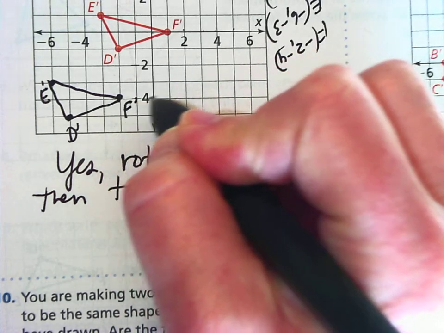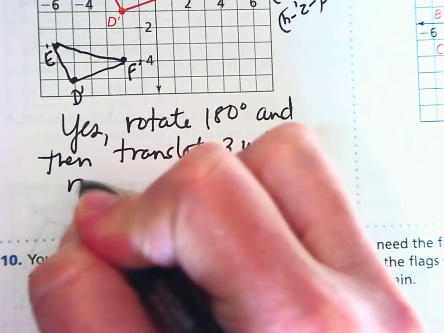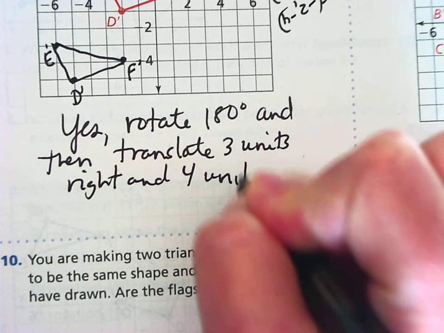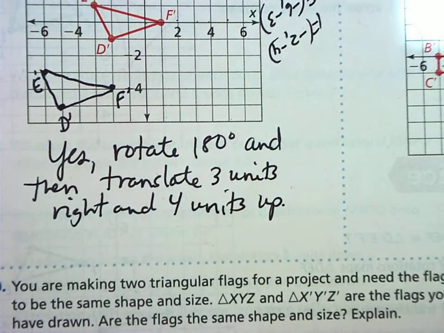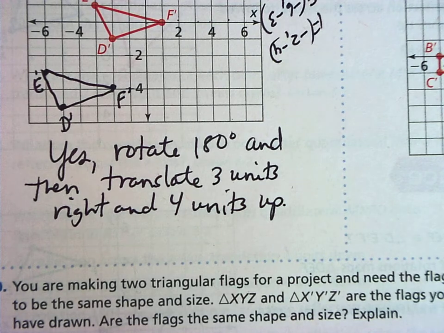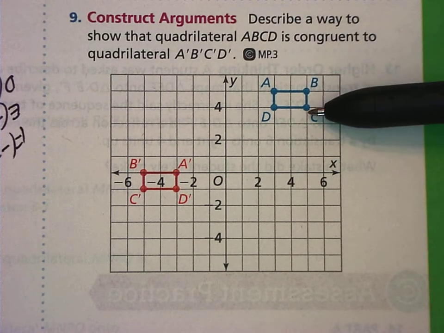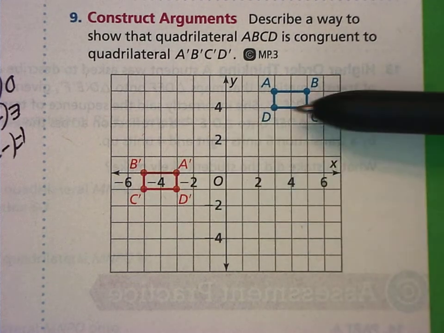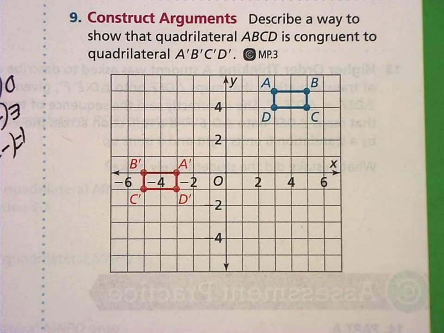Let's say we said 3 units to the right and 4 units up. Okay, because I was able to come up with a sequence of rigid motions or transformations to map one onto the other. So if you take a look at number 9, describe a way to show that quadrilateral ABCD is congruent to ABCD prime. So these are both laying the same way, but I'm noticing AD, this is on the inside, so they're not quite.